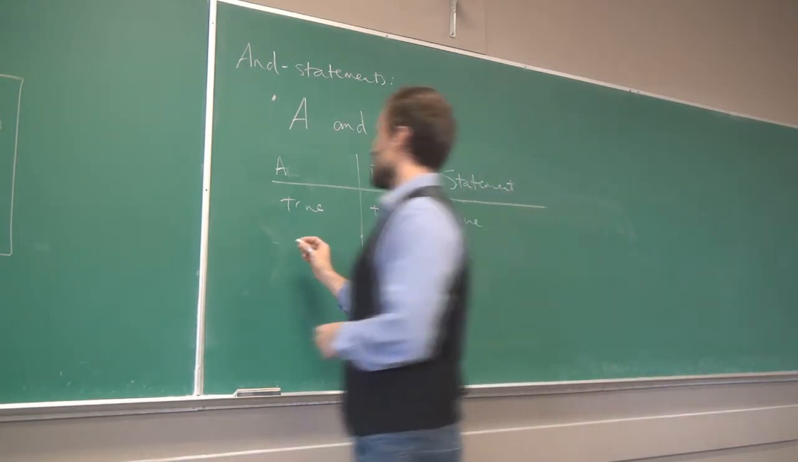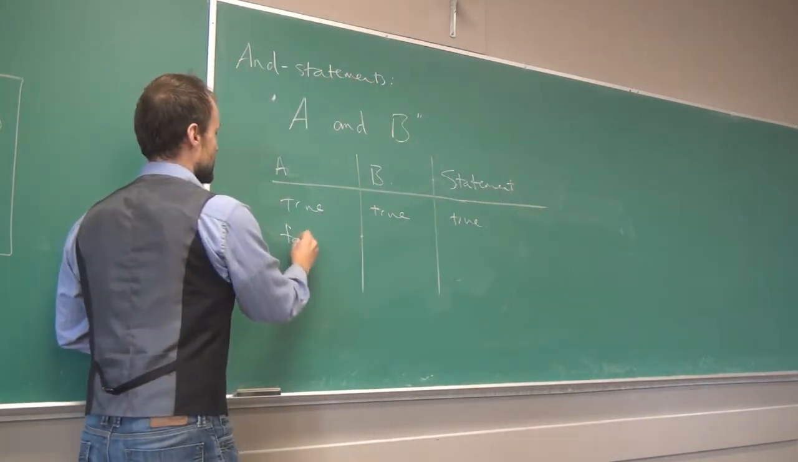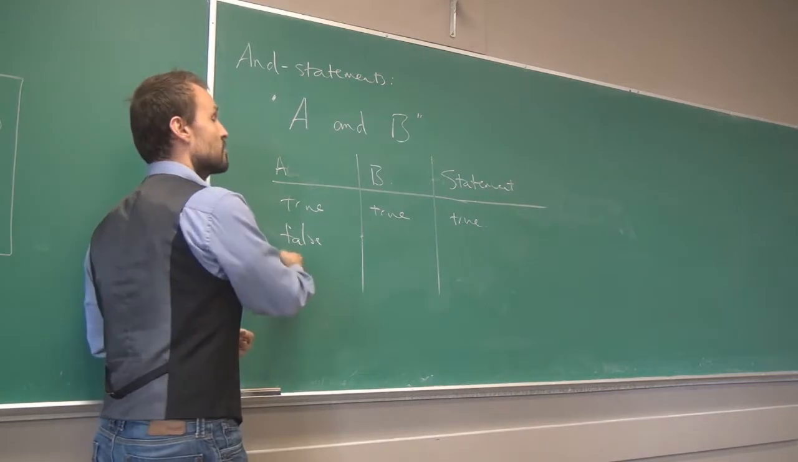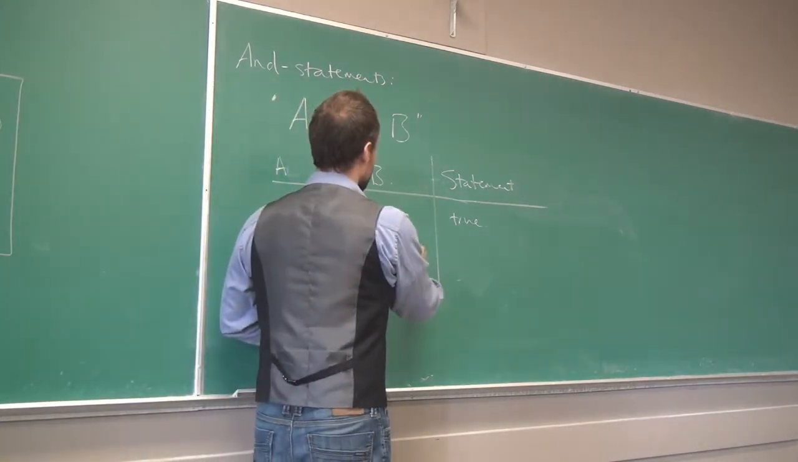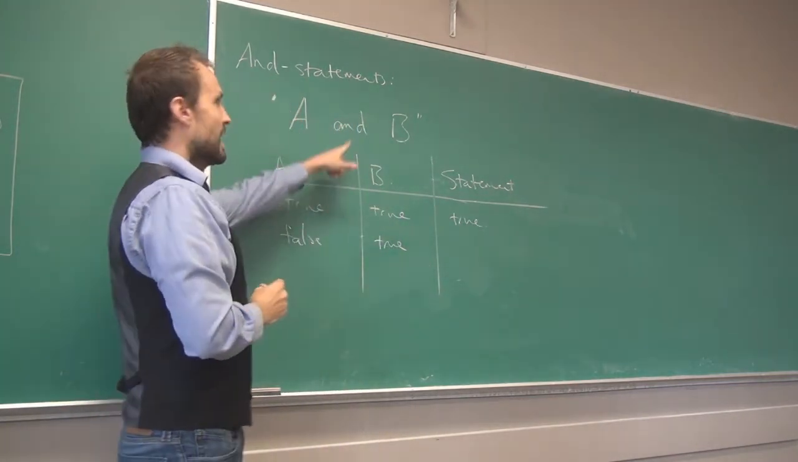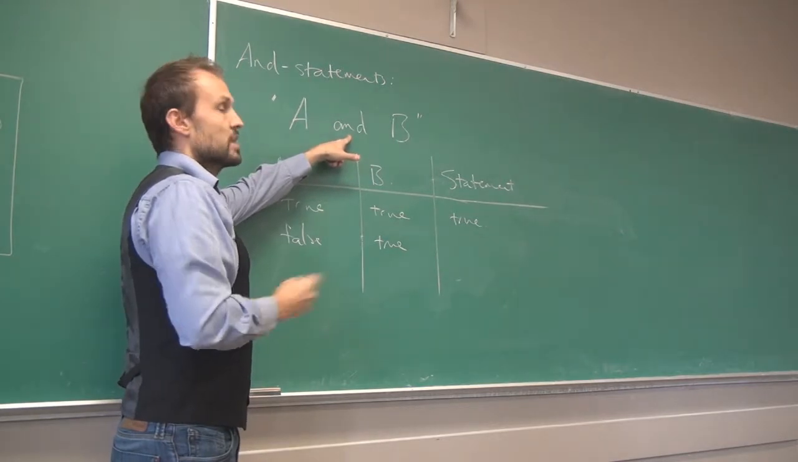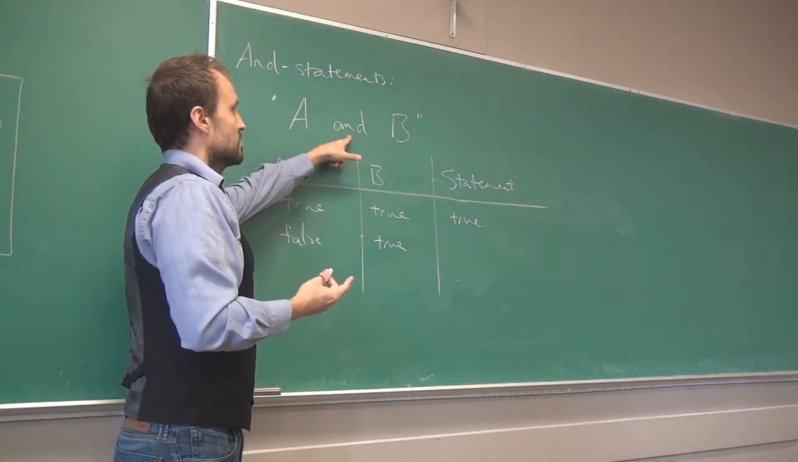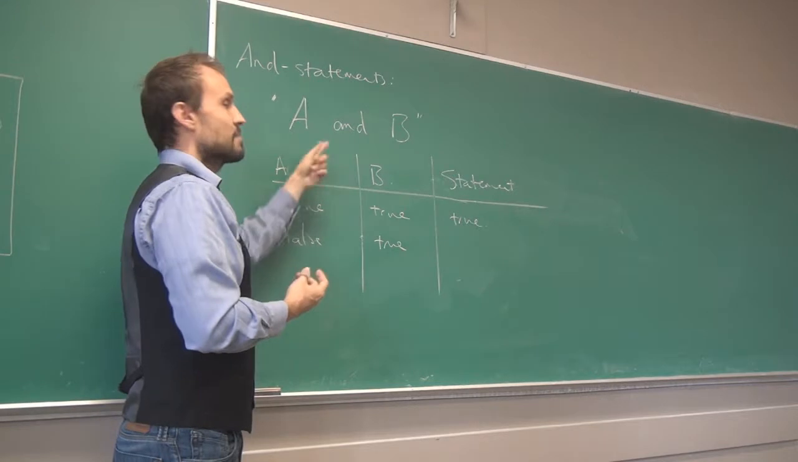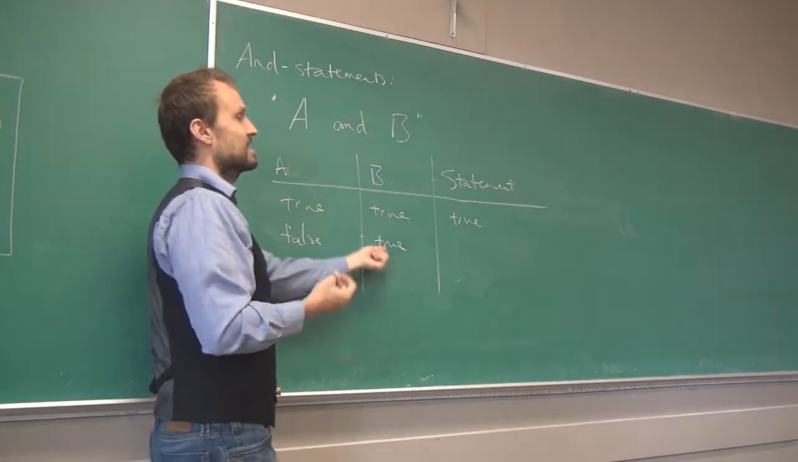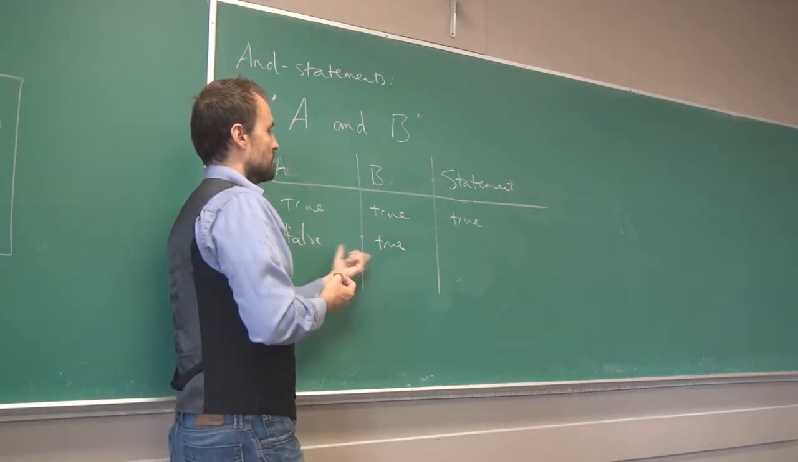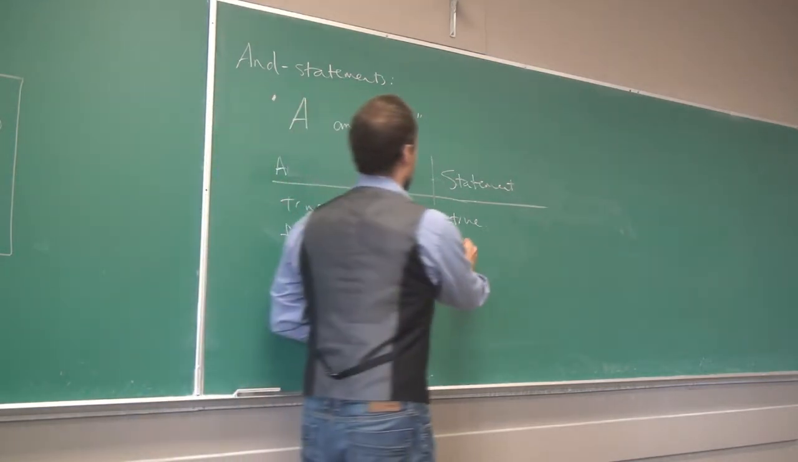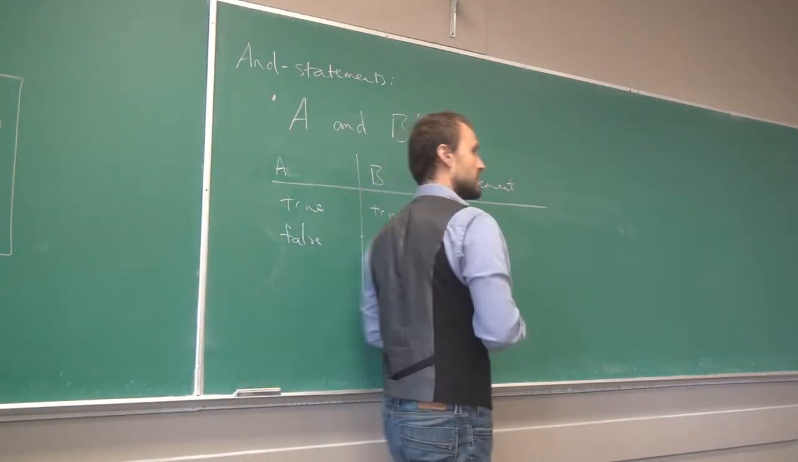False. So I was lying on the first one. I did not have a remote in my hand. I did have a piece of chalk in my hand. But the "and" word really requires both. I claimed that I had a piece of chalk in my hand and a remote, but one of them wasn't true, and then the whole thing isn't true.